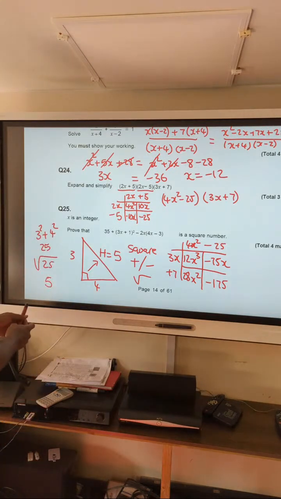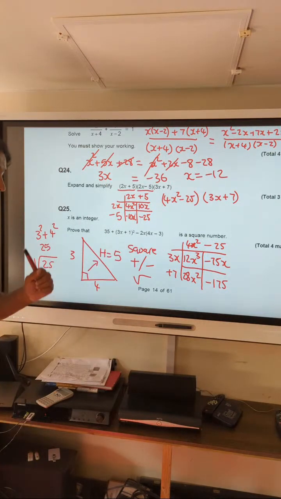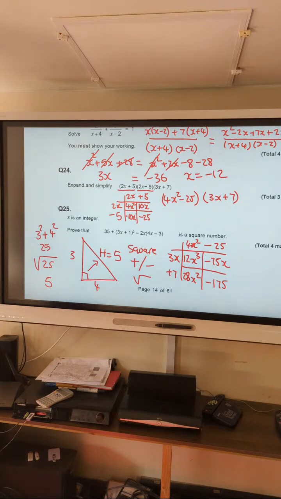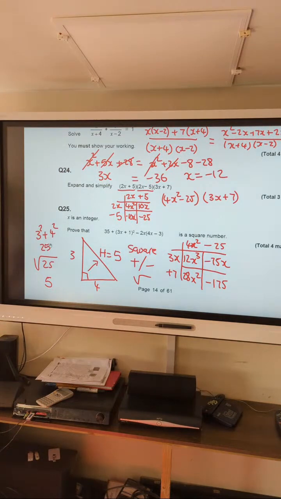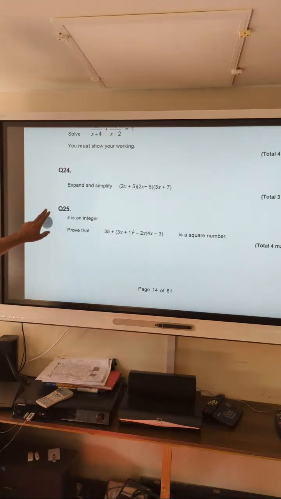Right, question number 25. I need to prove that this is a square number. Proving questions tend to be really, really difficult. Okay, let's see if I can actually get rid of this, any better way. I'm going to delete all of that. Okay, so the top part will disappear as well. Sorry, that's the quickest way I could delete that.